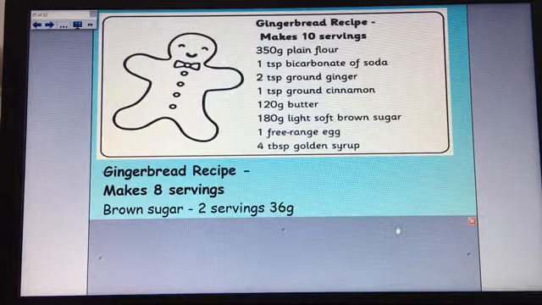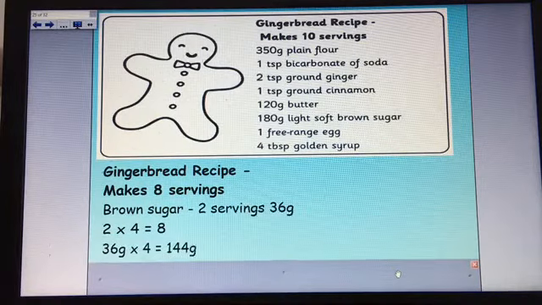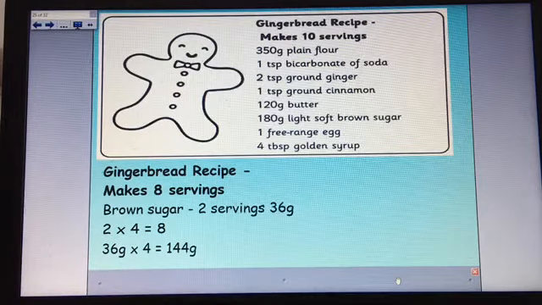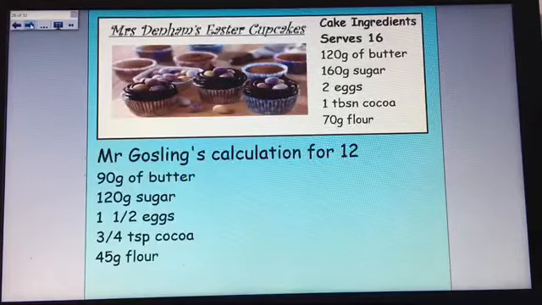So 2 servings is 36, but I don't want 2 servings, I want 8 servings. So I've then got to multiply my 36 by 4 to make 144 grams. Okay, so here we go then. This is Mrs. Denham's Easter cupcakes.